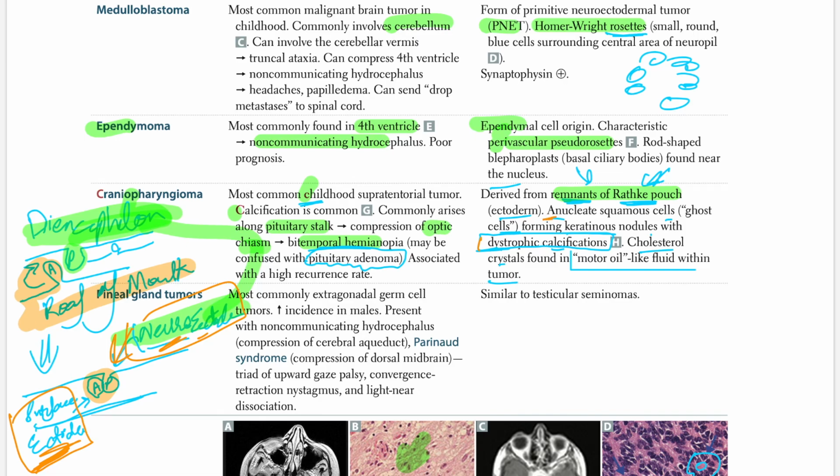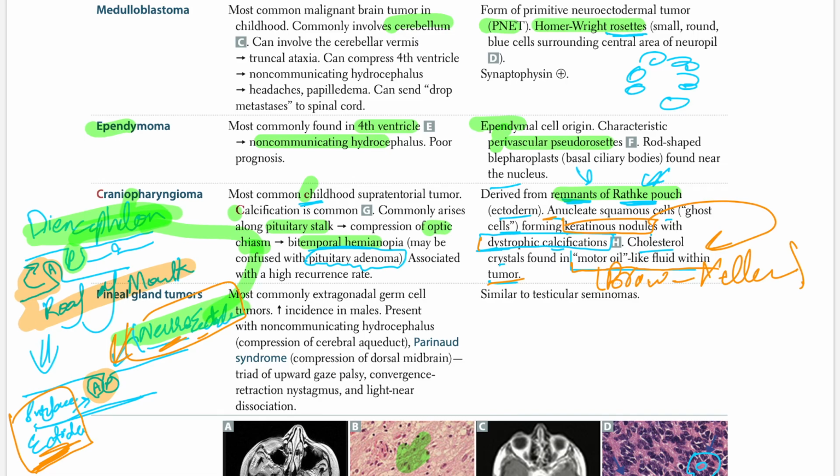And then you will also have calcifications. First of all, let's take a look at it here. Anucleate squamous cells, which are the ghost cells, forming keratinous nodules, meaning keratin nodules. These keratin nodules will give you motor oil-like fluid within the tumor cells. The motor oil is the brown-yellow fluid due to the keratin being present there.